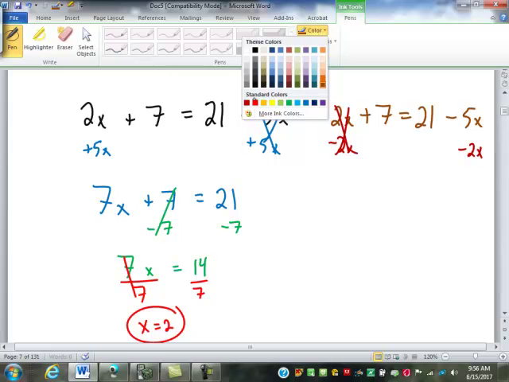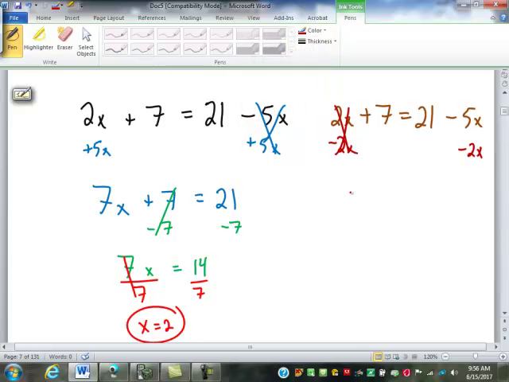What am I left with on the left side here? 7 equals 21 minus 7x. Minus 7x, yes. And that right there is the first spot that usually trips people up: negative 5x minus 2x. A lot of people end up putting in a negative 3x there, and that's not correct. It is a minus 7x.